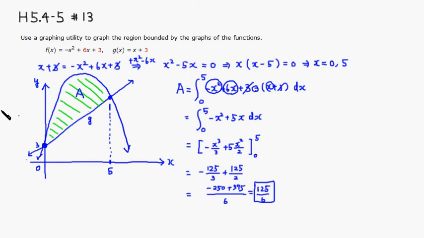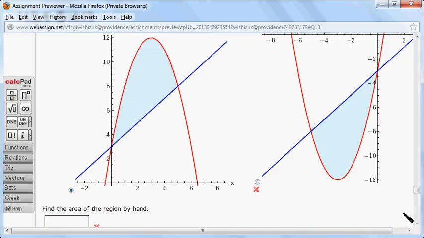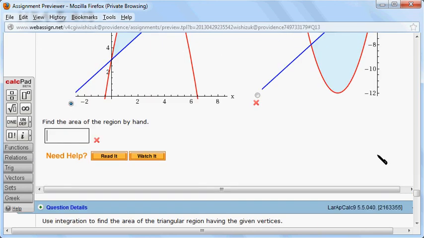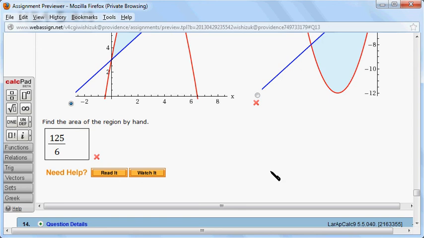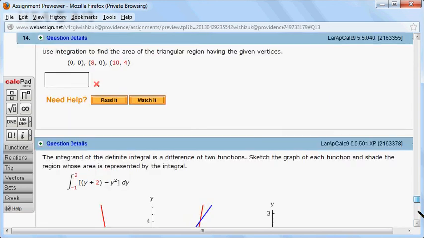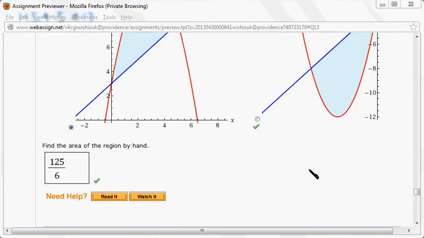So let's type it in. 125 over 6. Let's check the answer. I came back, and it looks like we got these correctly. That's it. I hope that this was clear.